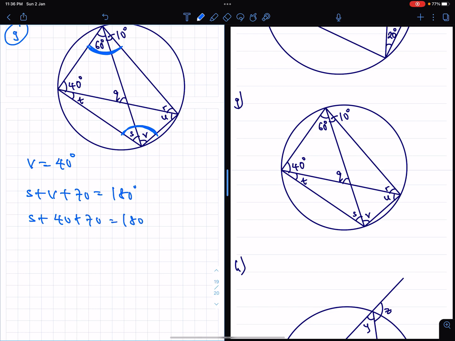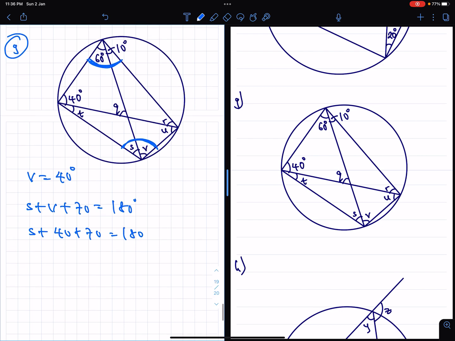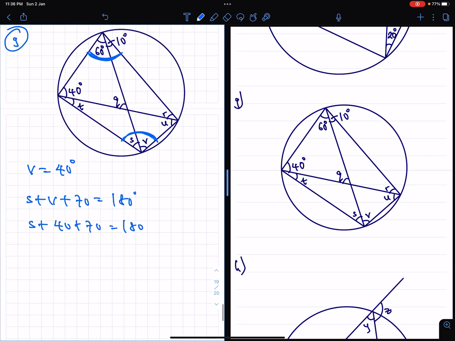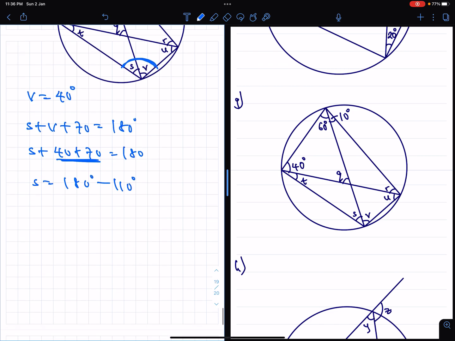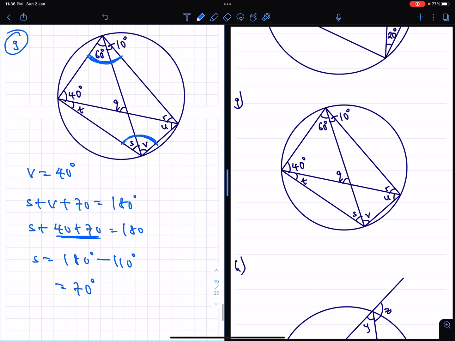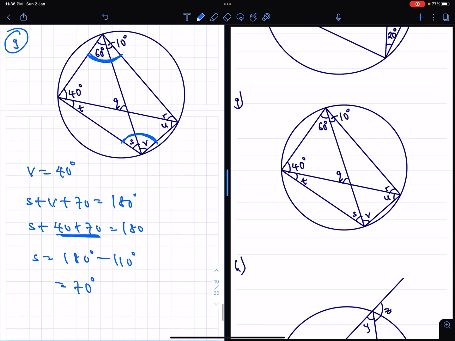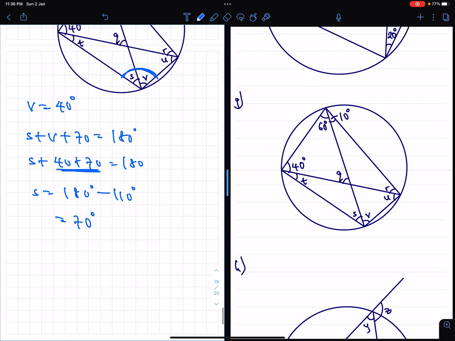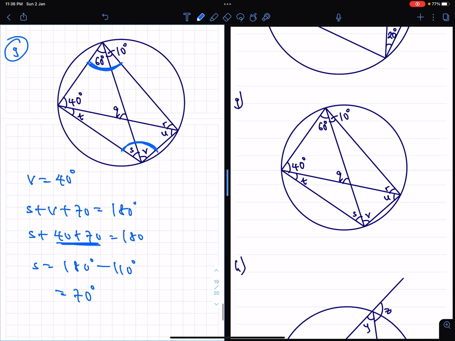It might be a bit tricky, but if you take your time to study the diagram and apply the rules correctly, you'll get it. No matter how tricky it looks, you'll find that it is actually very, very simple. So that means S equals 180 minus 110. 40 plus 70 is 110, and that means S is equal to 70 degrees. Is S equal to 70 degrees? Yeah, that's correct. Angle S equals 70 degrees. That's it simply. Now to the next.